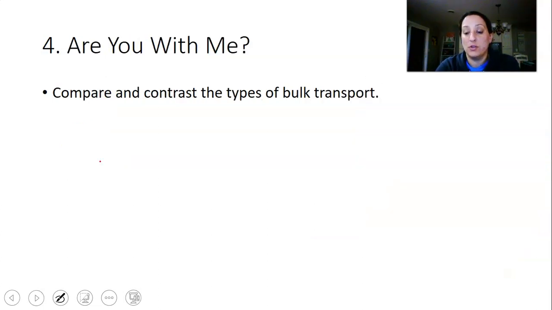Okay, so this is our last Are You With Me? I want you to compare and contrast the types of bulk transport. Sketches here would be great too. I didn't really ask for them, but if you want to provide them and then provide explanations for each so that I know that you understand them, that would be great. When you're finished, come back. I've got a few more questions.